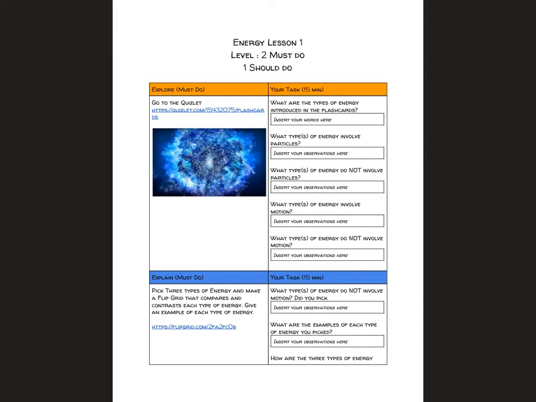Okay, guys, here's our first energy lesson. We're going to have three parts. Two of these are a must do and one is a should. You should be able to do all three, but if you have to cut off one, then cut off the should. So what we have here is I want you to go to Quizlet, and there's 17 cards just talking about different terms.